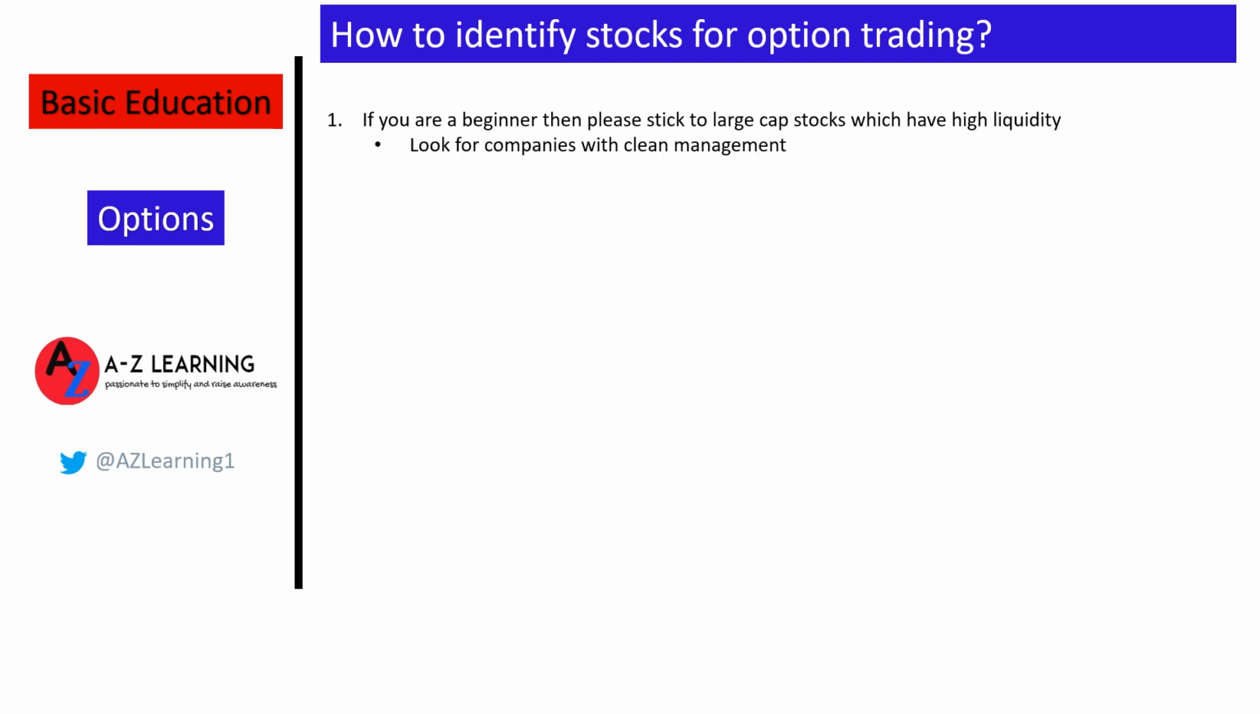I would also say that you apply the 3-point criteria in terms of identifying the stock that you're thinking of using for option trading. First of all, always look for companies which have got clean management. How do you determine whether companies have got clean management or not? There are a couple of checks you can do.